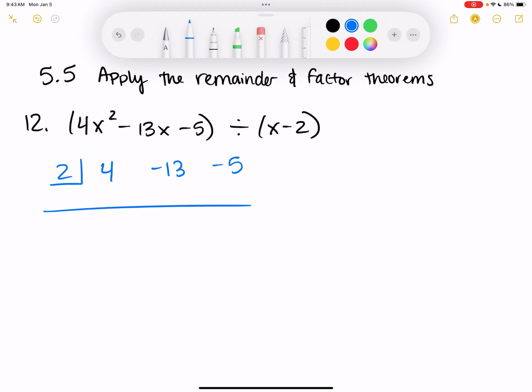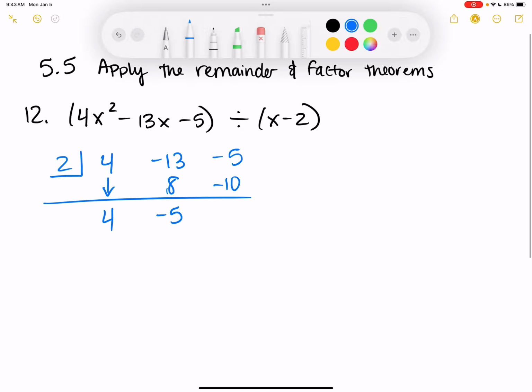And a lot of you are writing your synthetic really, really weird. This is the way you write it. I had people writing lines and stuff like that. Synthetic doesn't look like a tic-tac-toe board, okay? It has one line and one box. Okay, so we bring down the 4. 4 times 2 is 8. 8 minus 13 is -5. -5 times 2 is -10. -10 minus 5 is -15. So this is our remainder.